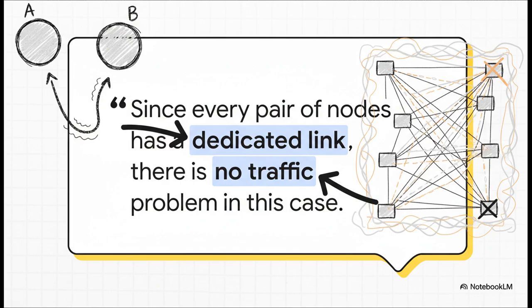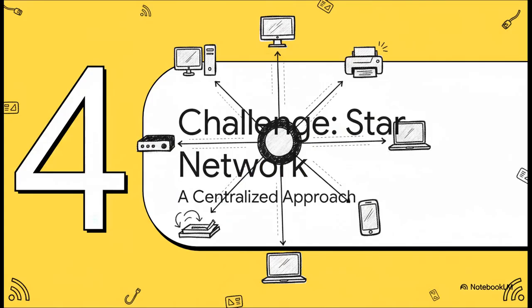If my computer wants to talk to yours, we get our own private line, and nobody else can get on it. No congestion. Okay, let's do one more calculation challenge. This time, we're going to look at one of the most common topologies you'll ever see, especially at home or in the office. I'm talking about the star network.